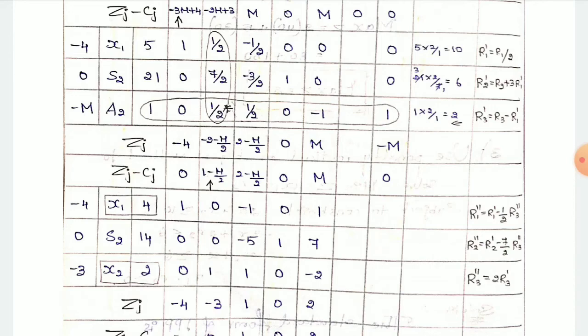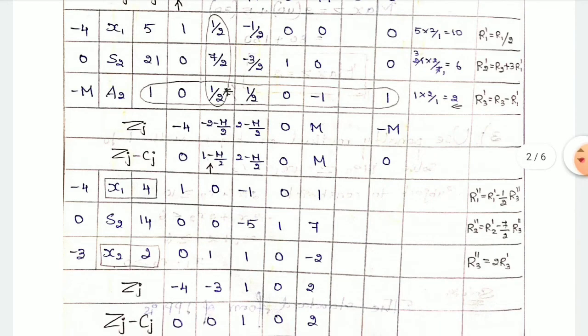So 2 into 1, 2 into 0, 2 into 1 by 2, 2 into 1 by 2, 0, 2 into -1. The final you have to omit A2 also. The next R1 double dash and R2 double dash, you have to use R1 dash, R2 dash as well as R3 double dash. So here we have 1 by 2 and 7 by 2. So R1 double dash can be written as R1 minus 1 by 2 times of R3 double dash. Similarly, R2 double dash is equal to R2 dash minus 7 by 2 times of R3 double dash. Using this formula, you have to calculate the values and substitute here.